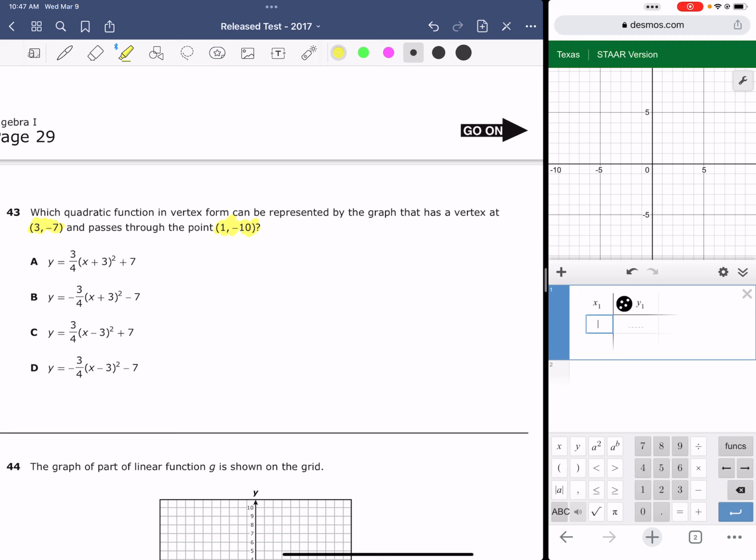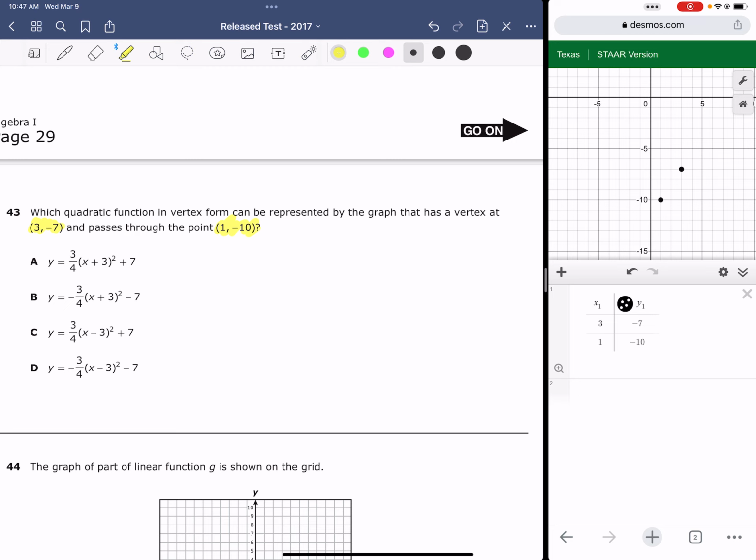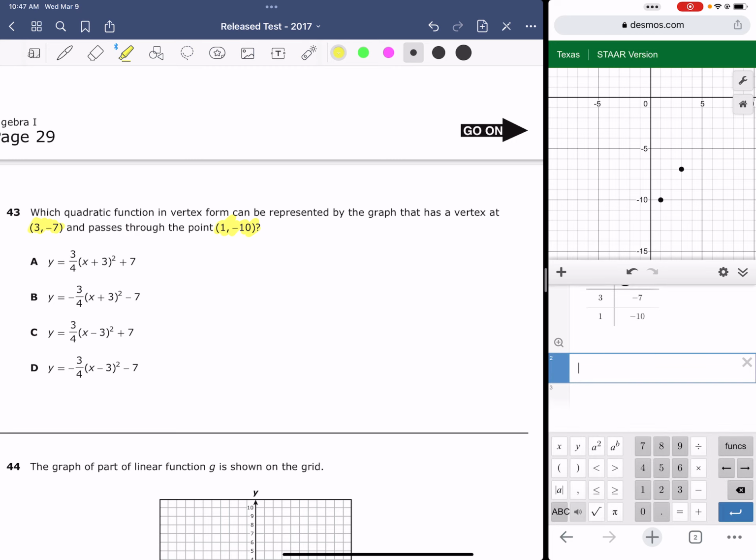Going over to Desmos, we will start by typing in those 2 points. We will add a table and type in (3, -7) and (1, -10). Make sure that you are on a viewing window that can see both of those points. Then we will come to line 2 and type in the first answer choice. y = 3/4(x + 3)² + 7.